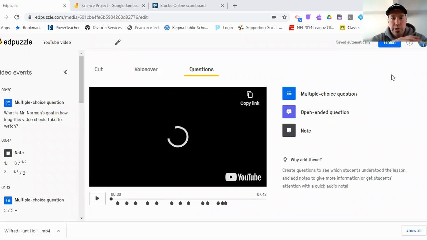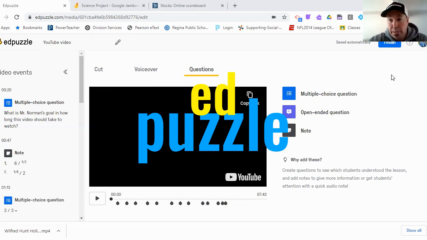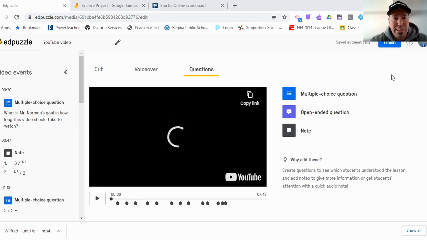So this is just a really quick overview of one of the websites that was listed in that handout that Dr. Kiros gave us last week. It's called Edpuzzle. Now, to be honest with you, when I first looked at just the name in the list, I was like, Edpuzzle.